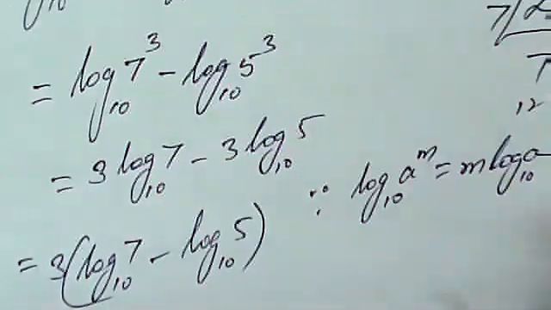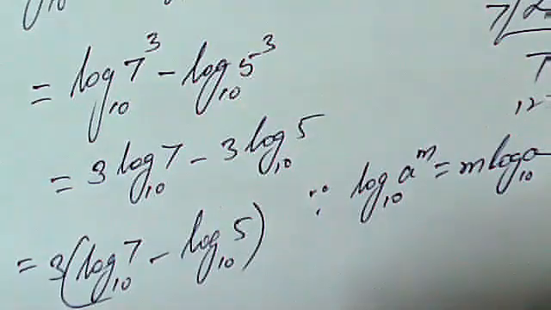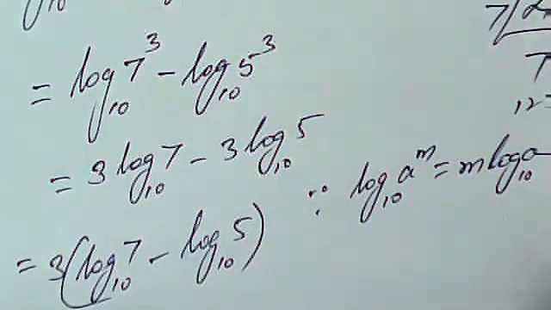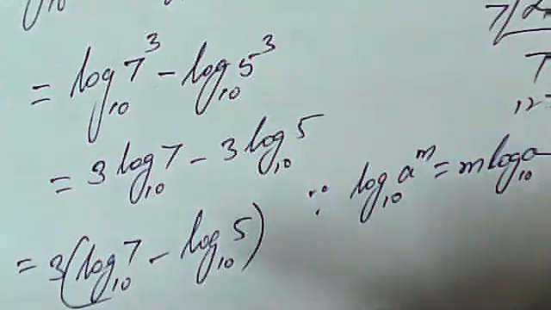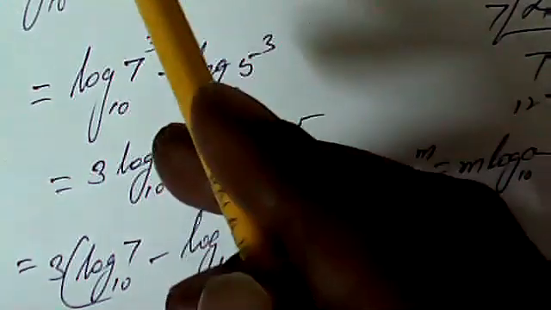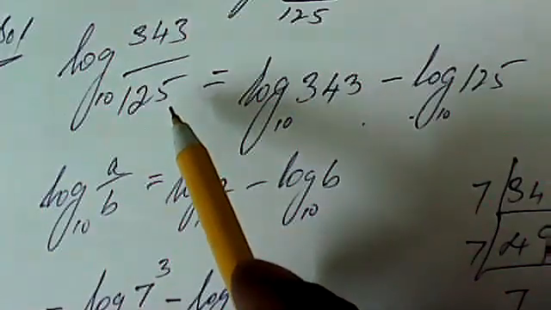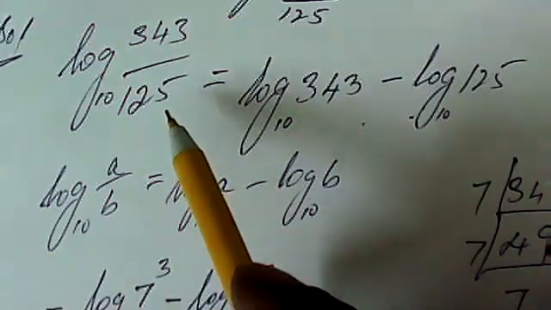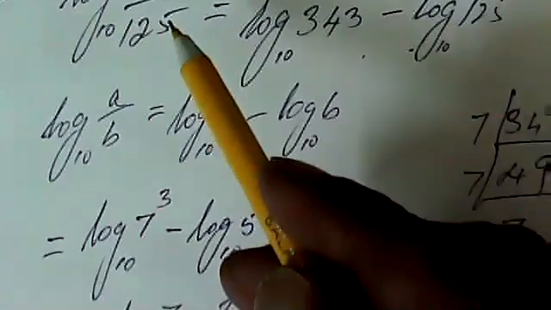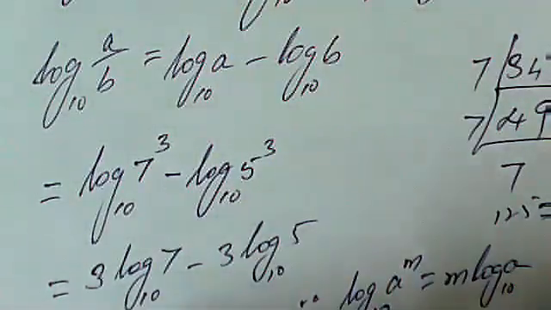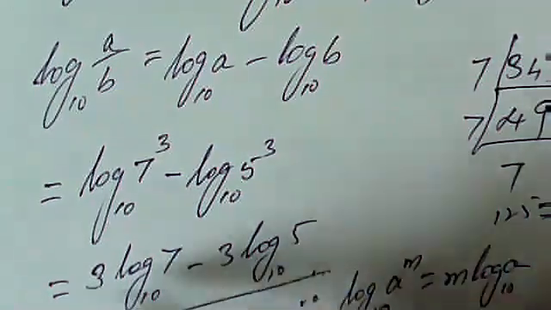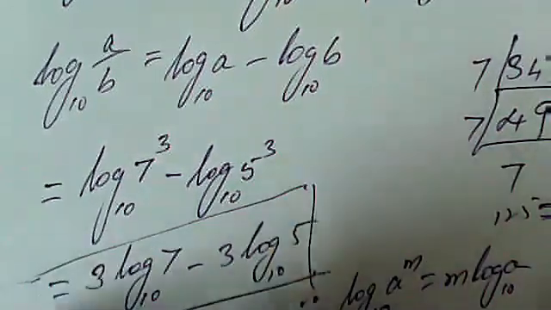This is an expanded form, or you can take 3 log 7 by 5 to base 10. If you want to write it as only one number, here itself you can do it. That is 7 cube by 5 cube, so 7 upon 5 whole cube. So we get 3 log 7 by 5. But you are asked to expand. Therefore, expansion is this one. So this is your answer.